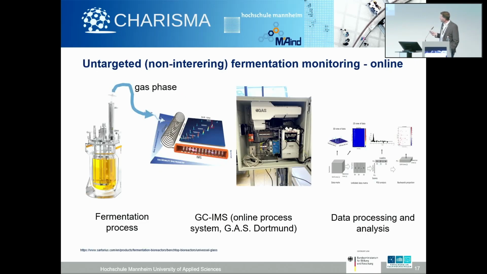This last example I'm going to run over quickly is the fermentation monitoring, what we're doing in a different project. What we're basically doing is using the exhaust vent of a running fermentation process. This is a fed batch process. We attached a GC-IMS mobility system from GAS to that. That's a specifically built prototype for us, but that's going to be marketed.